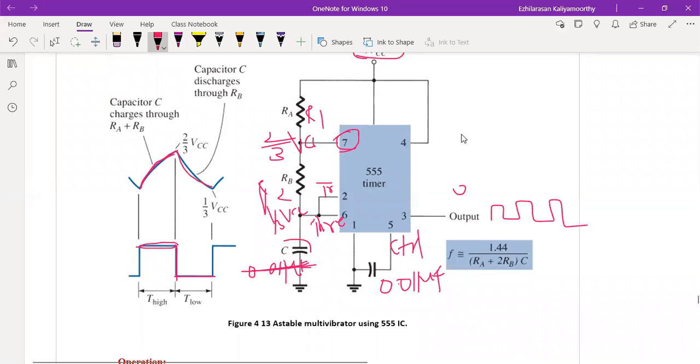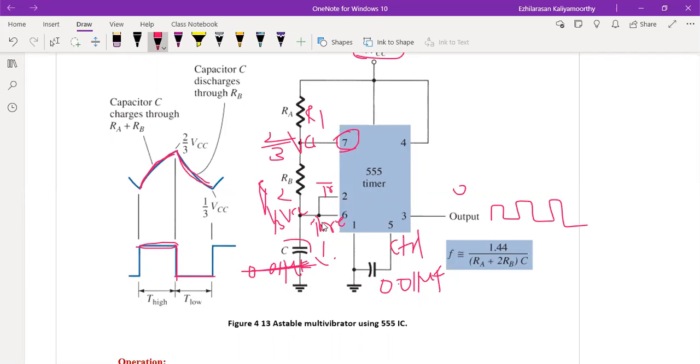Now the capacitor voltage then decreases. What will happen? It slowly starts discharging. Right now we have 2/3 VCC. Then the capacitor starts reducing, or discharging, we can say, and it decreases until it drops below the trigger level.